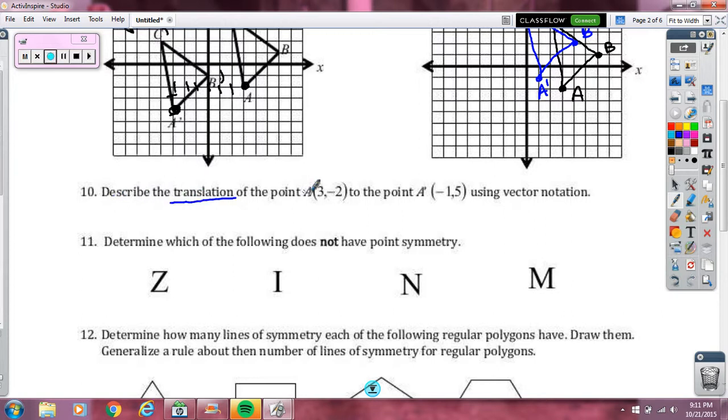Describe the translation of the point A to the point A prime using vector notation. All right, so this is the old one. It doesn't have the prime marks. This is the new one. And I just have to think about how am I going to get from the old to the new. So if I'm starting at an x value of 3 and then ending at an x value of negative 1, I've got to think about how did I get there. Oop, this is a vector, not an ordered pair. So to get from 3 to negative 1, I've got to subtract 4. To get from negative 2 to 5, I've got to add 7. So that is my vector.